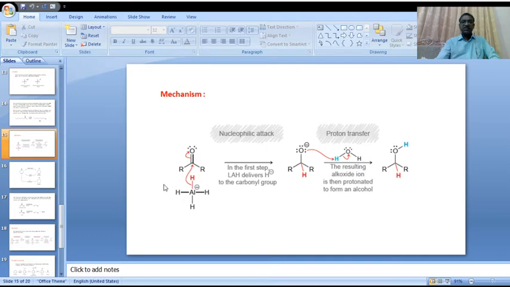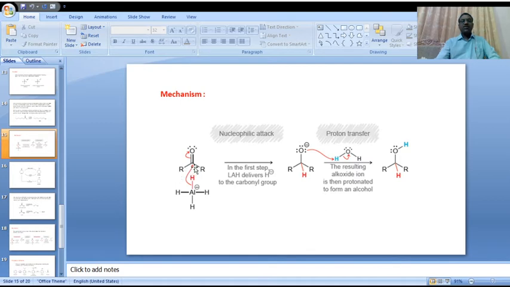This particular aluminum tetrahydride delivers H minus ion. Here there is breakage of this particular aluminum-hydrogen sigma bond. These electrons shift to hydrogen. The hydrogen atom gets negative. It acts as a nucleophile. This nucleophile attacks the carbonyl carbon.